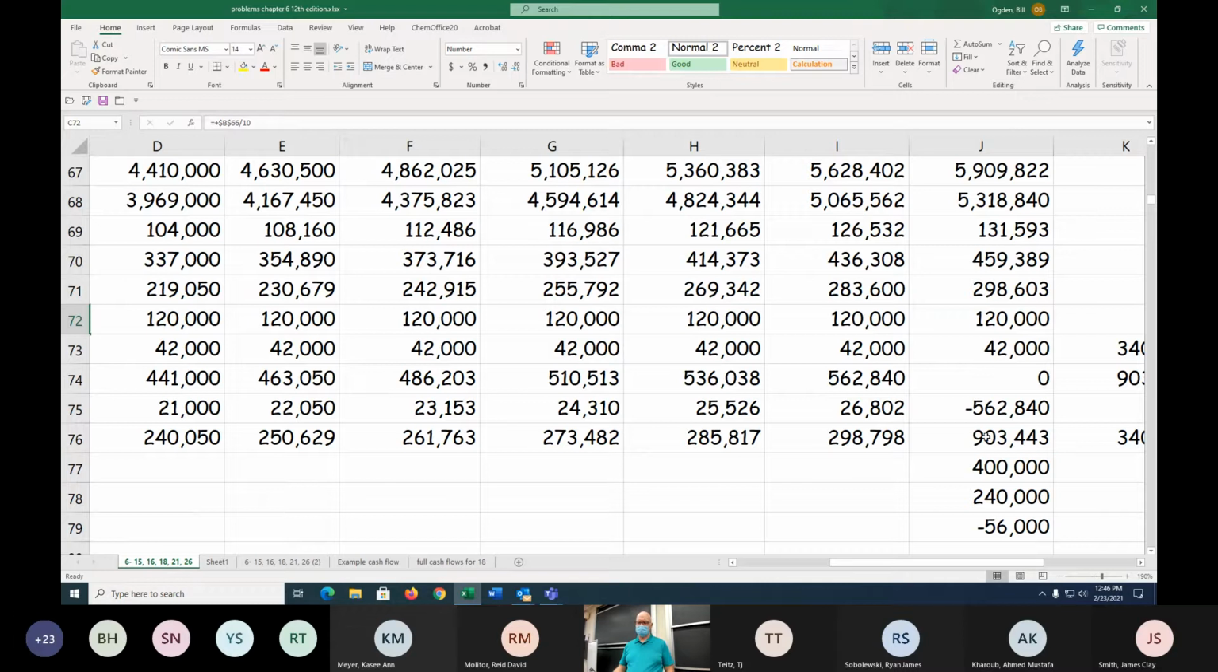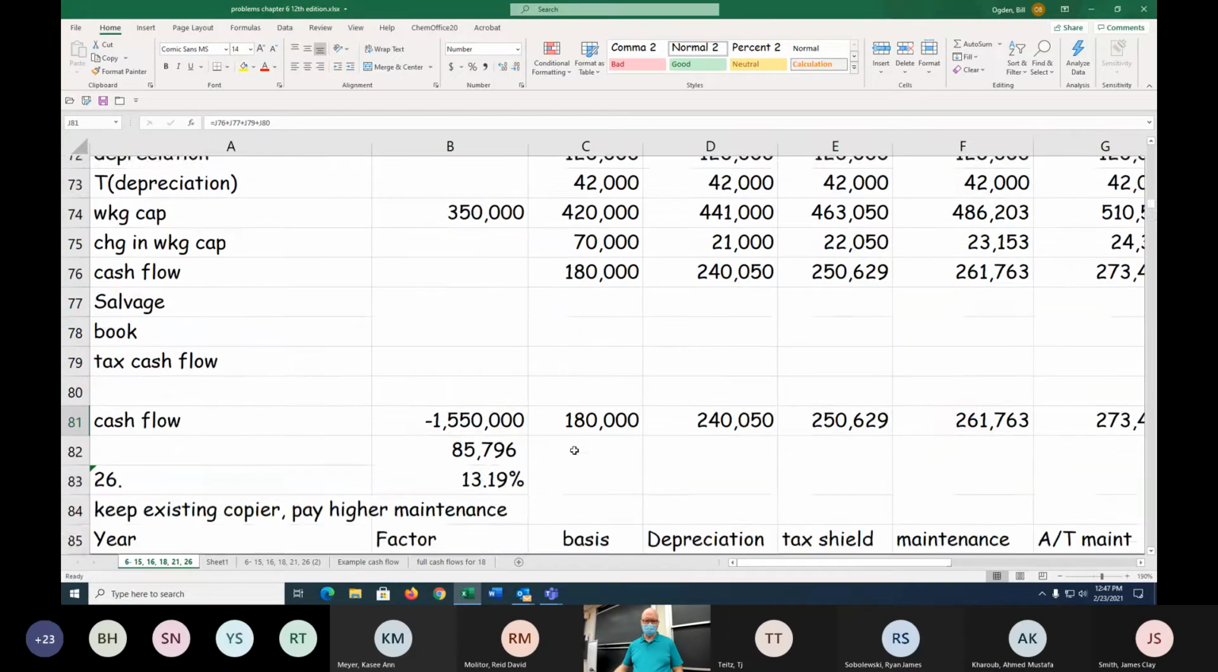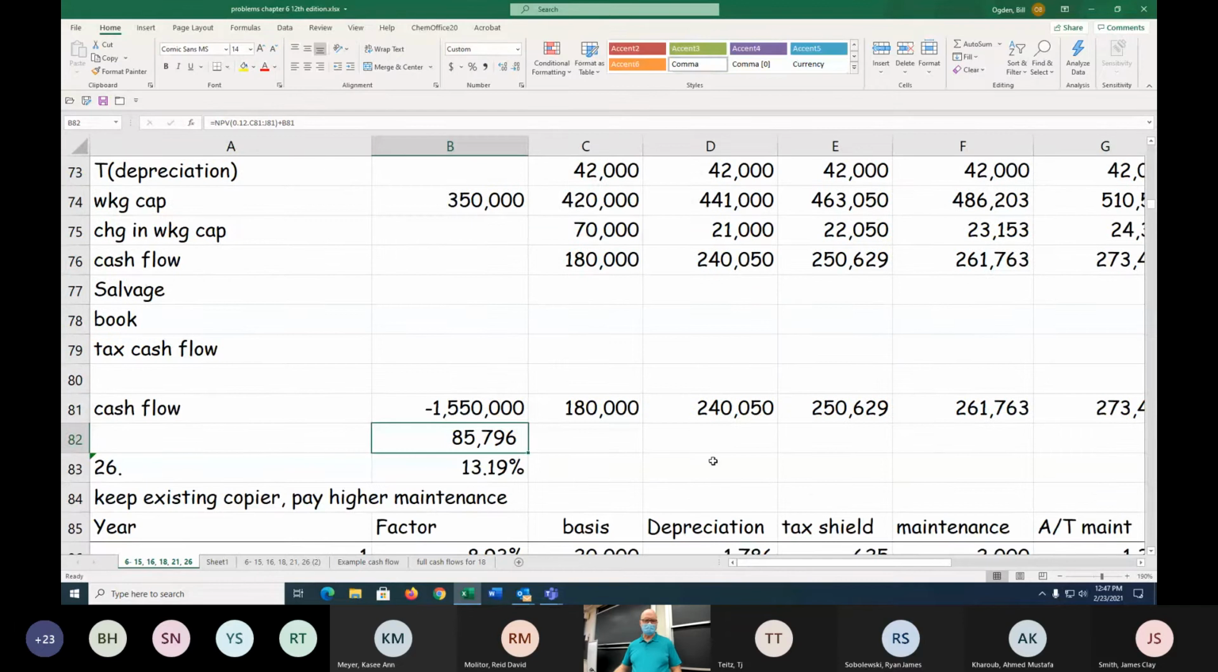So anyway, we do the cash flows, we salvage it, and then we have a book value of 240. That would be the last 2 of these 10 depreciation values that we didn't take, which gives us 400,000 minus 240 times 0.35, we get 56,000. There's my last cash flow. Anyway, all the way along, you get an NPV.